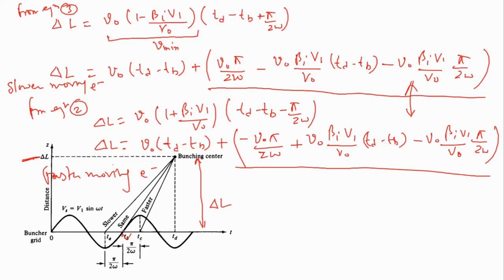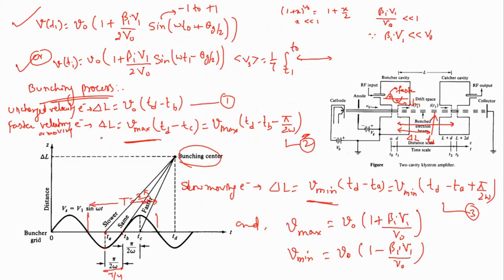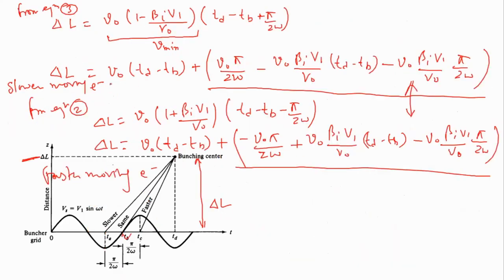So we have seen the unchanged velocity moving electron. This delta L is nothing but V0 into TD minus TB. So here this is nothing but delta L for the unchanged velocity moving electron. That means this term should be equated with a 0, and this term is also equated with a 0. If you equate this term with a 0, this is also 0, because this is multiplied with a minus sign.